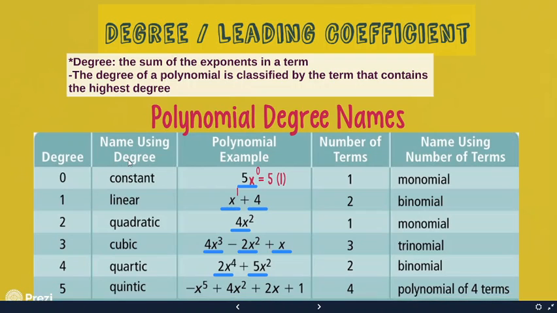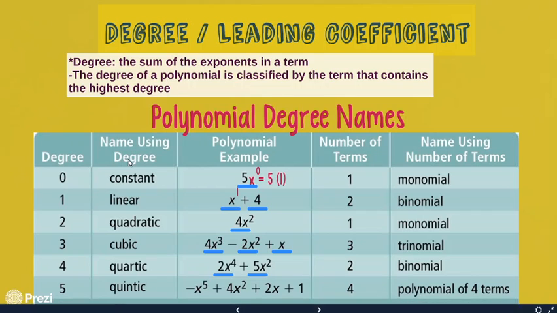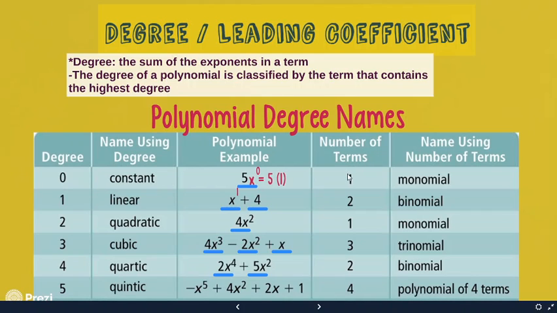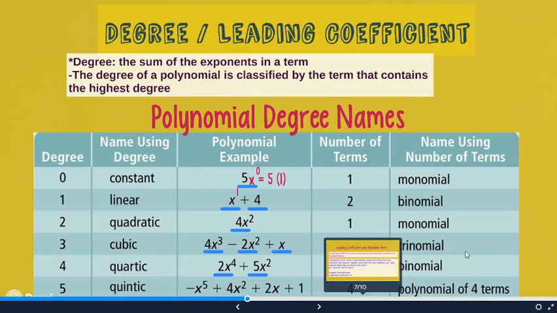polynomial. So usually when you're naming polynomials, you name it by the degree and how many terms. So this would be like a constant monomial, then like a linear binomial, a quadratic monomial, cubic trinomial, quartic binomial, and then the last one is a quintic polynomial of 4 terms. So we don't have a special name for 4 terms.